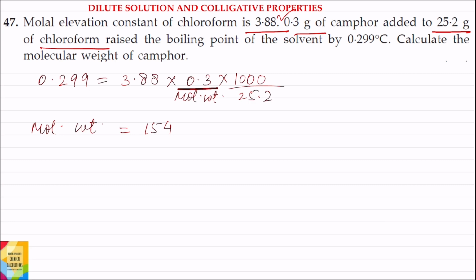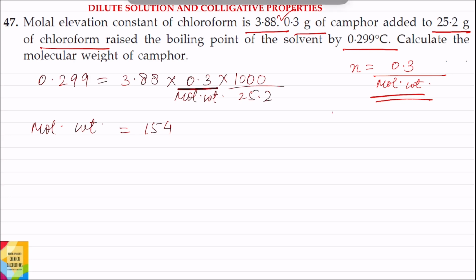Raised the boiling point of solvent by 0.299 degree centigrade, which means the value of delta Tb is 0.299 degree centigrade. Calculate the molecular weight of camphor. Now, number of moles of solute, that is camphor, will be 0.3 grams, that is weight, divided by molecular weight of camphor. Now we have to find out the molecular weight of camphor.